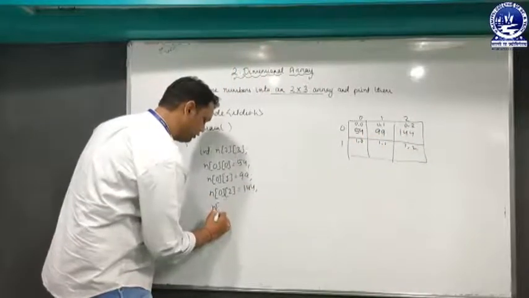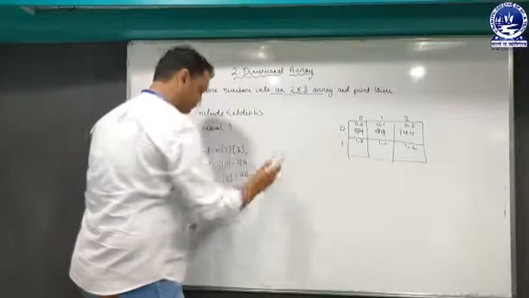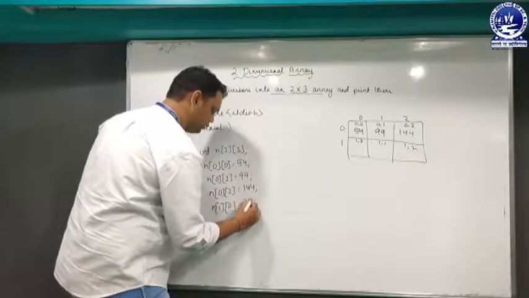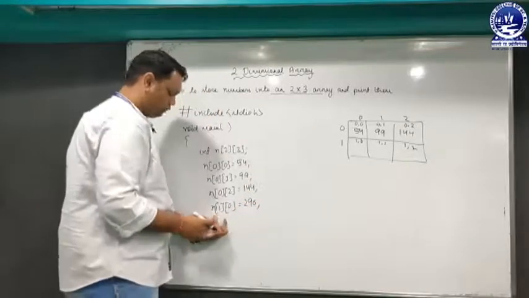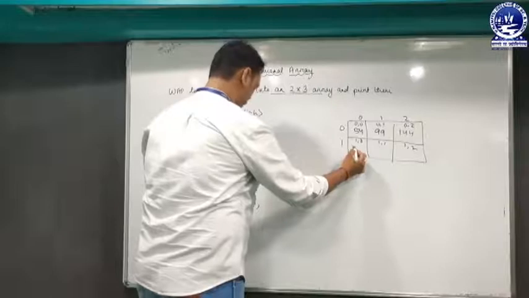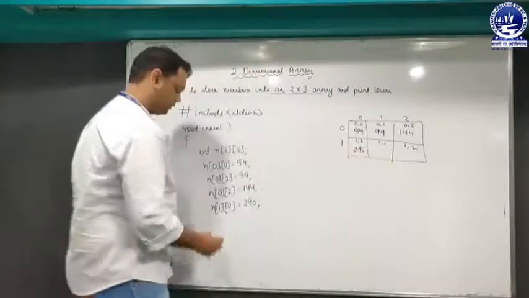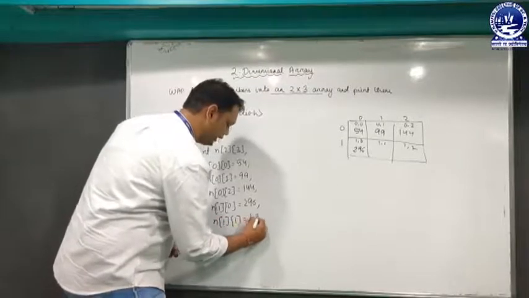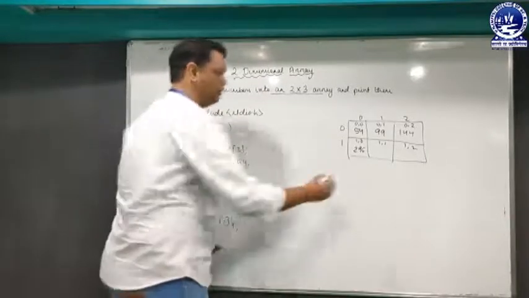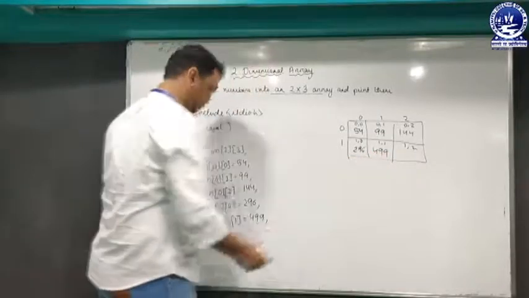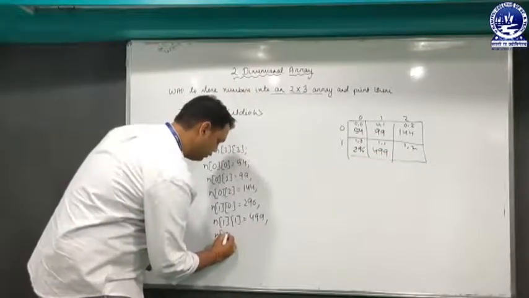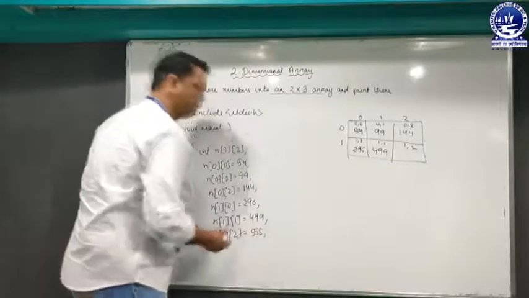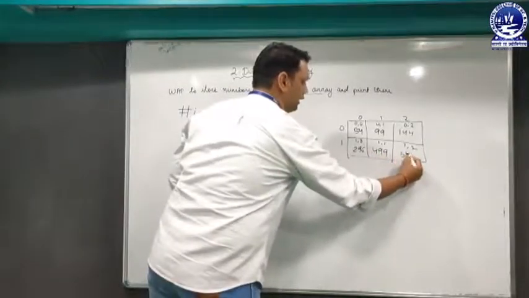Similarly, I will write for the next row, that is row number 1. The first element of row 1 will have, let's say, 296. That means row value 1 and column value 0, so 10 will contain the value 296. Similarly, n[1][1] will have, let's say, 499. So in case of 1 and 1, it will have 499. And finally we have n[1][2]. Let's say I will write 555, so it will contain the value 555.